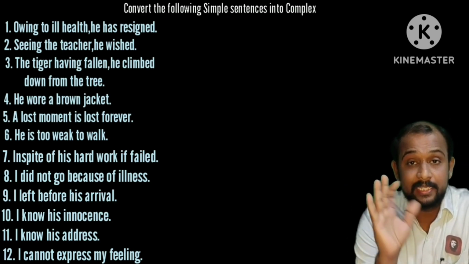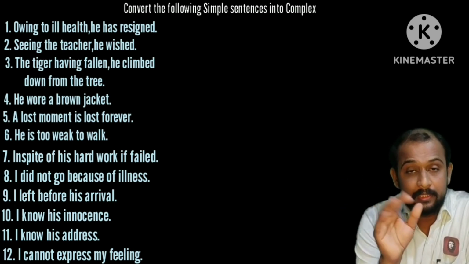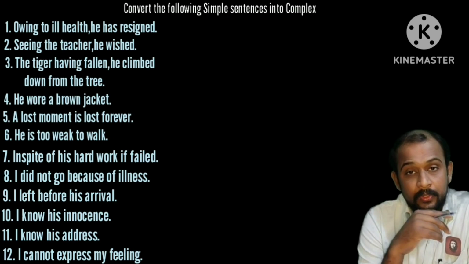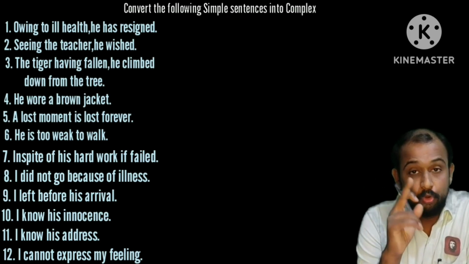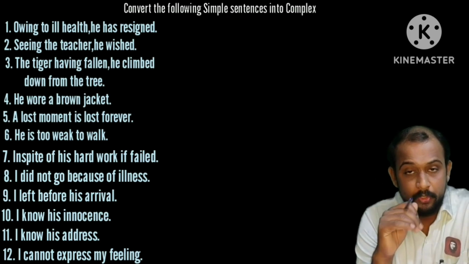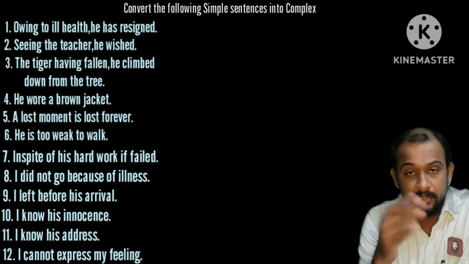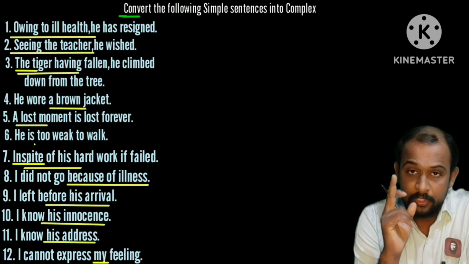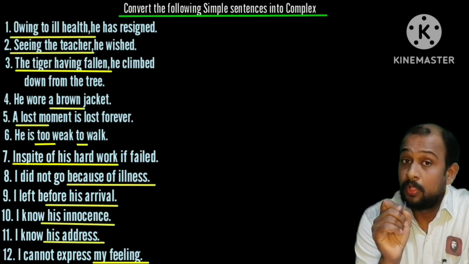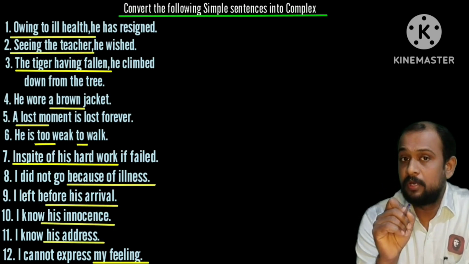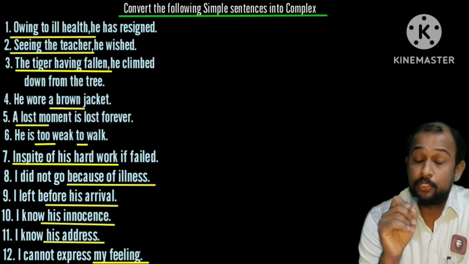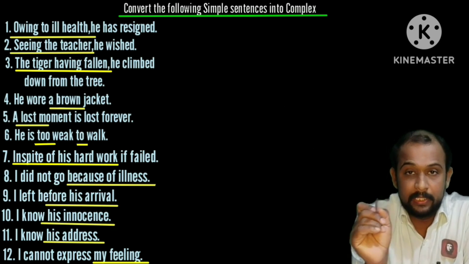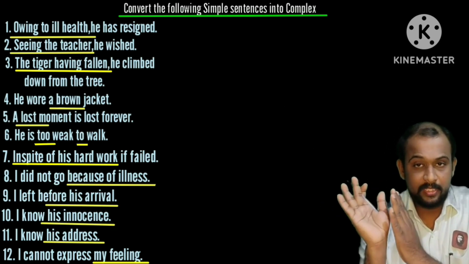Owing to ill health, he has resigned. You know very well that the main clause here is he has resigned. So we have the phrase owing to ill health. You have to convert this phrase into a clause. Only then this simple sentence will become a complex sentence. But be careful, the clause you are going to convert should be a subclause. It should have a subordinator. Alright? See, he has resigned is the main clause. You don't make any changes in that.